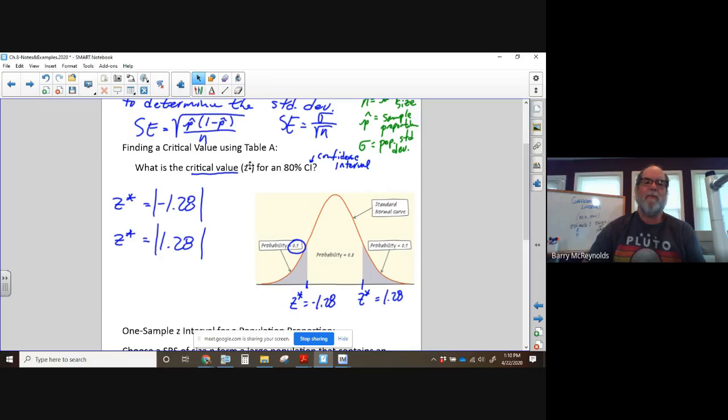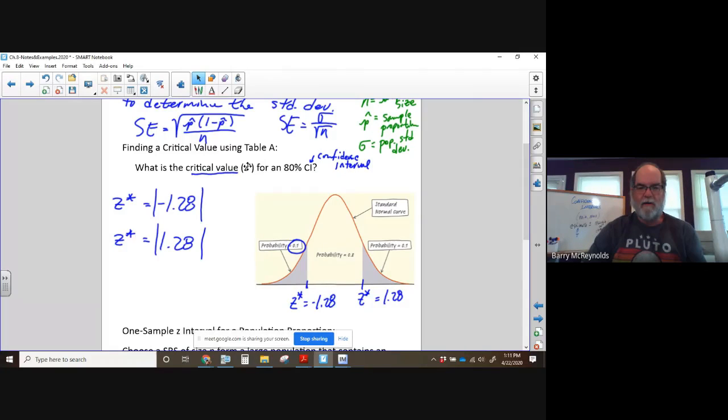You'll notice that I'm putting an asterisk here to indicate that we're not talking about just the Z value, it's the critical value. We want this product to be a positive number, and so we're going to take the absolute value of that. And because we're taking the absolute value, we're going to call it Z star or Z critical or just the critical value.